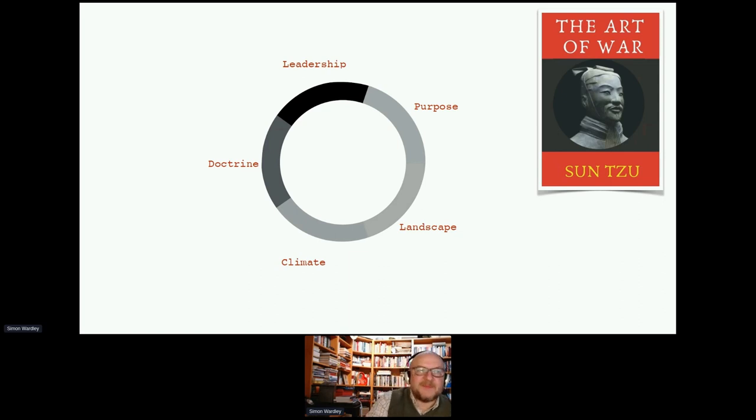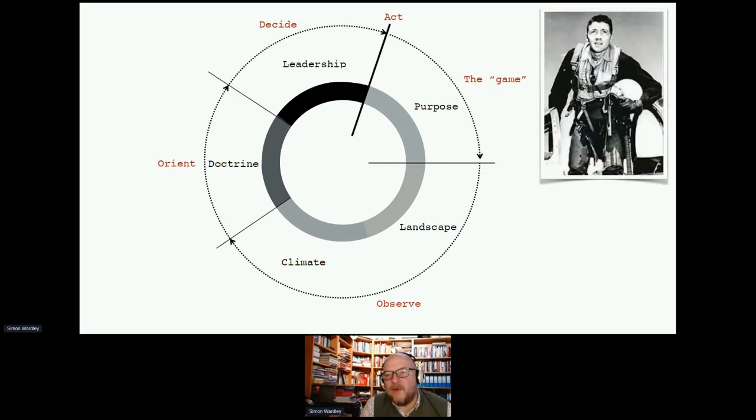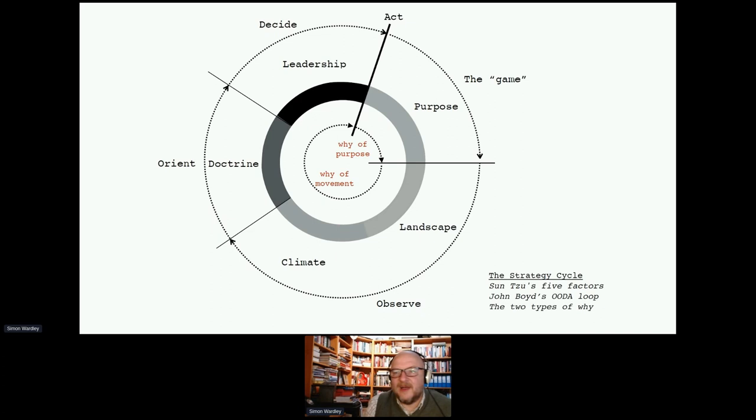And this overlapped with something the Mad Major John Boyd called the OODA loop. It's used in military circles and now in political circles, unfortunately. The first O of OODA is to observe the environment, and that's what landscape and climatic patterns are about. Then you orient yourself around the space. That's what principles and doctrine are about. Decide where you're going to act, and then you act. So it's a cycle. And at the heart of this are two whys. The why of purpose, like I want to win the game of chess.